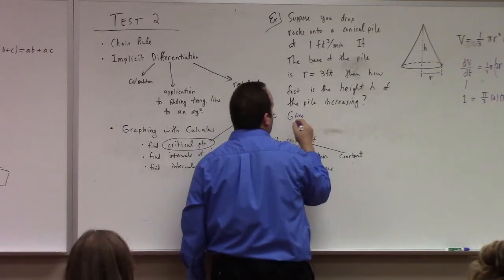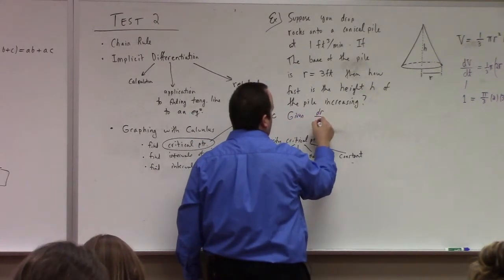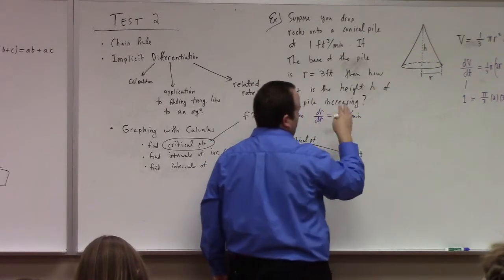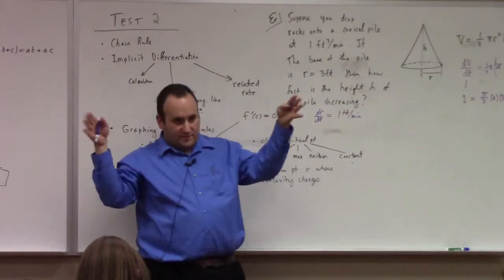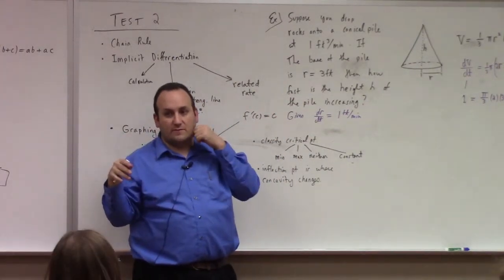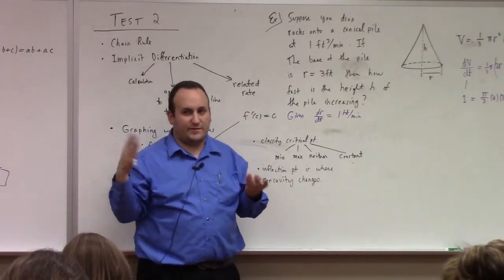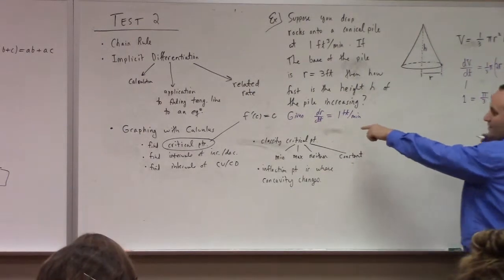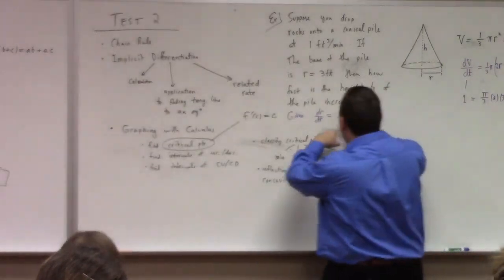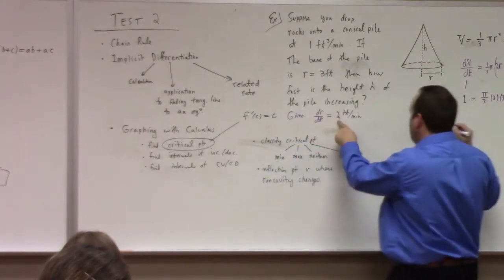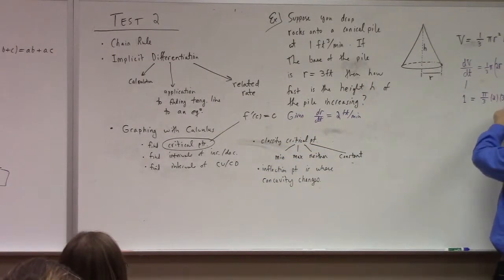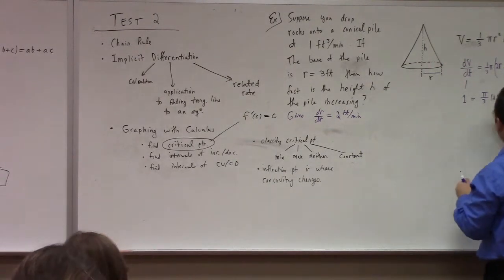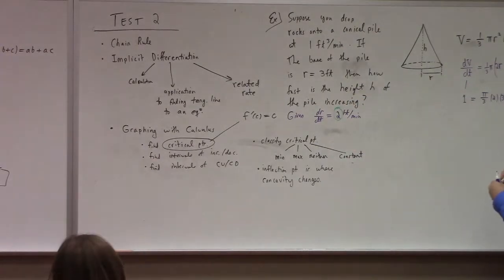Given that dr dt is equal to 1 foot per minute. So I'm also going to give you that the base of the pile is also increasing at one foot per minute. If I didn't give it to you, then we wouldn't be able to solve the problem. Let me make it 2, so you can see where it's going better. So 2 feet per minute. That's why I put a 2 right here. Just to emphasize, this 2 is this 2. That's where that's coming from.